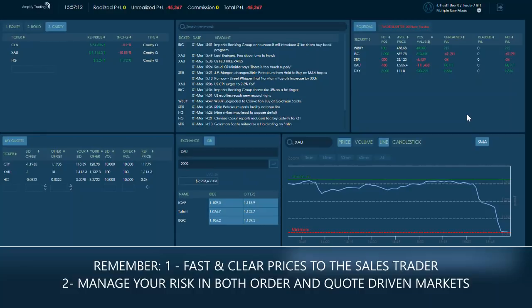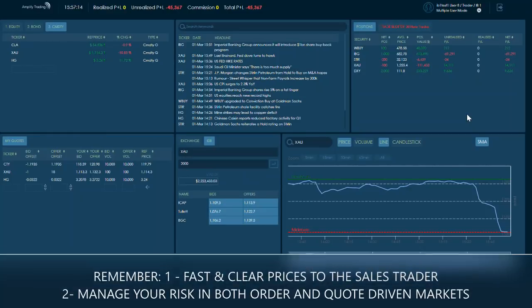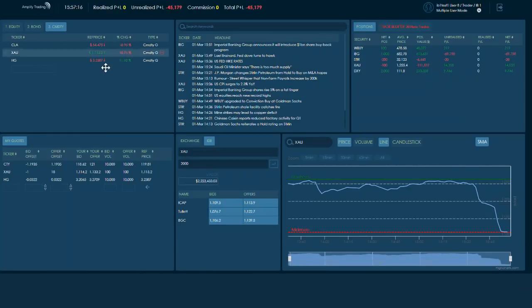So remember, fast and clear prices to your sales trader. Try and go as close to the reference price as possible. That's objective number one. Objective number two is then to unwind the risk on your books. Try and get out of these risk positions so you can make the commission and limit your exposure to adverse market conditions. I hope that's clear. Market makers, good luck.